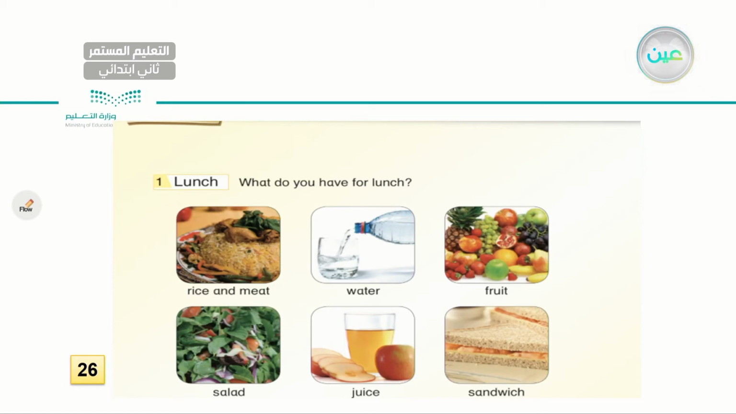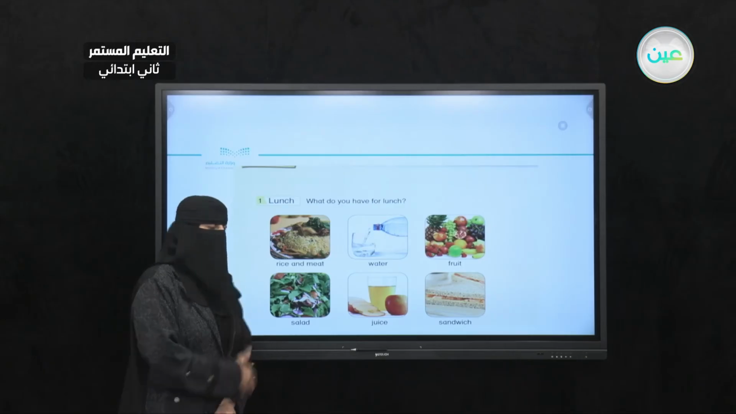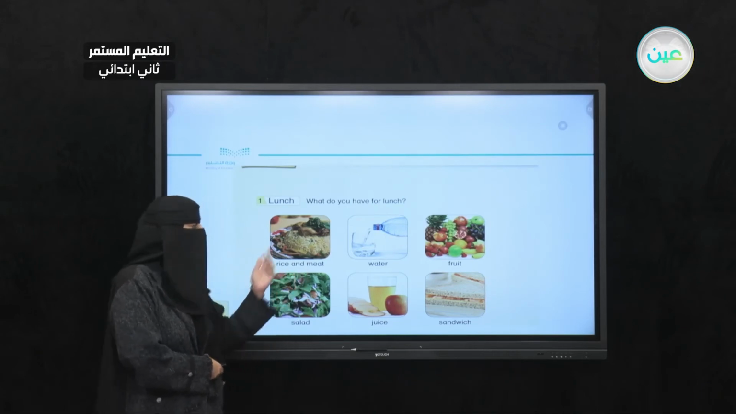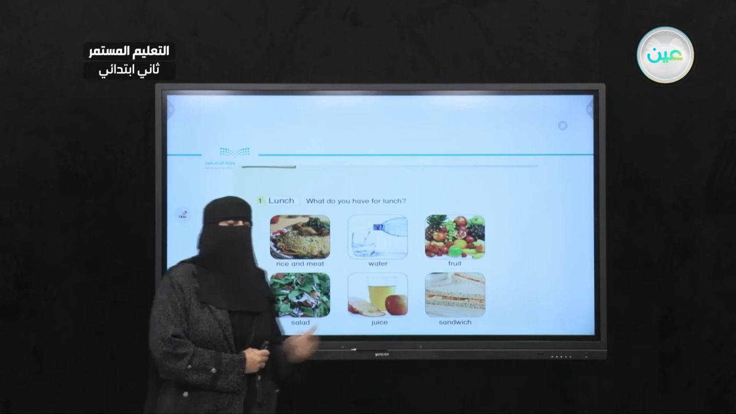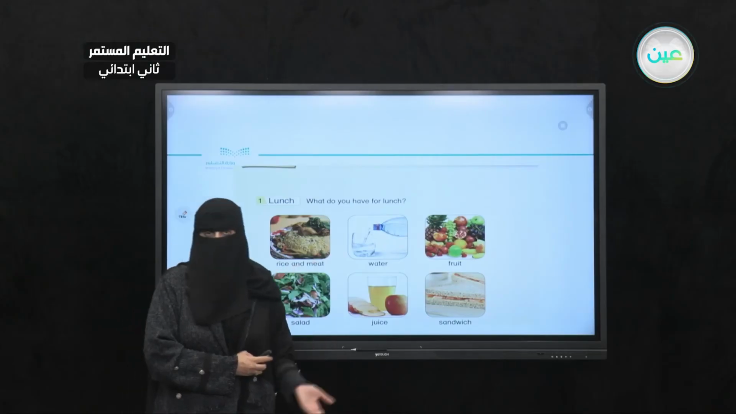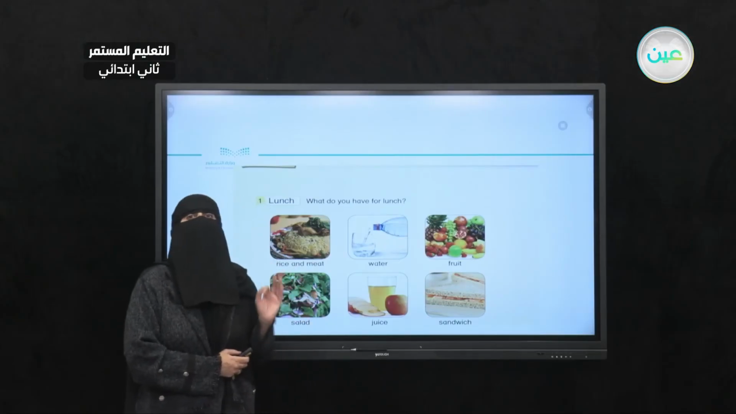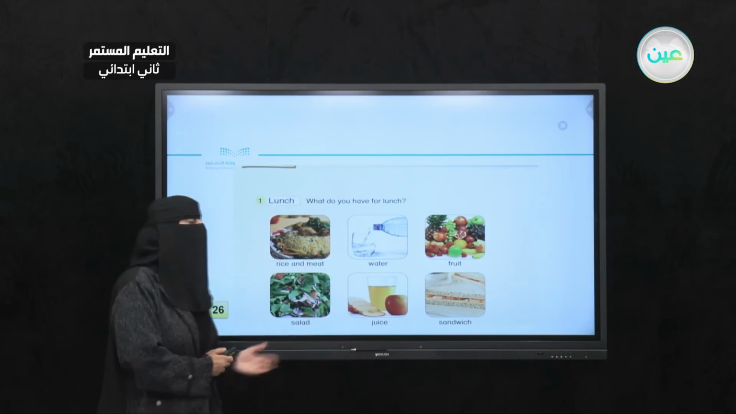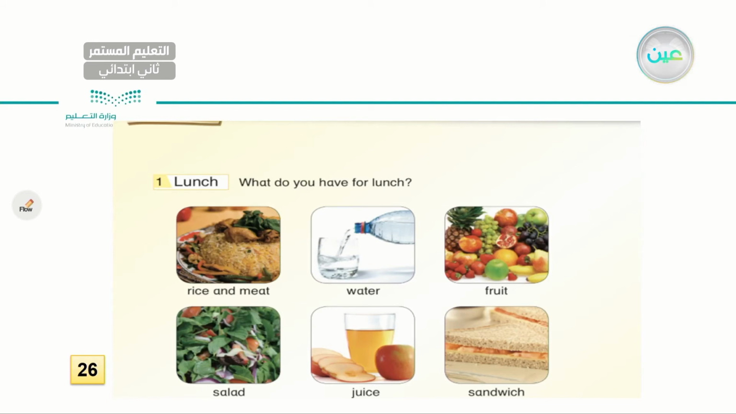We could say, I have rice and meat, water, fruit. I have salad for lunch. I have juice, apple juice, or I have a sandwich. So let's read our options one more time. Rice and meat, water, fruit, salad, juice, and sandwich. Remember that you can add more options, right? Remember, you have to go with healthy food and healthy food only. So I have rice and meat, water, fruit, salad, juice, and sandwich.